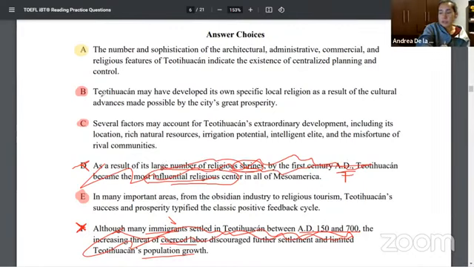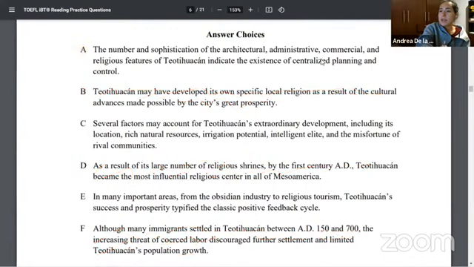Option B is the same as option D. It only focuses on religion, and we don't want that. We want something that focuses on everything. So we'll eliminate option B as well. And with that being said, we have options A, C, and E left. Those are the right ones.